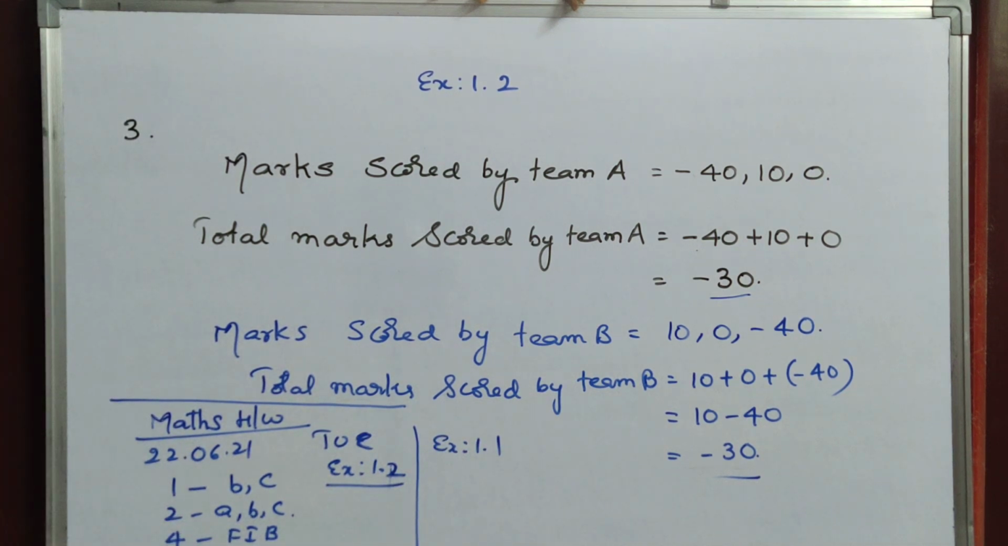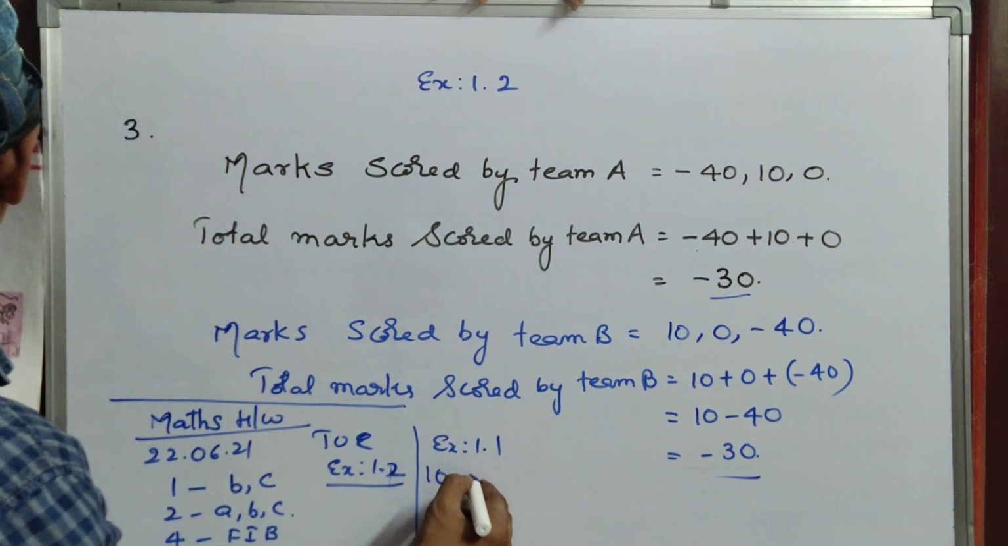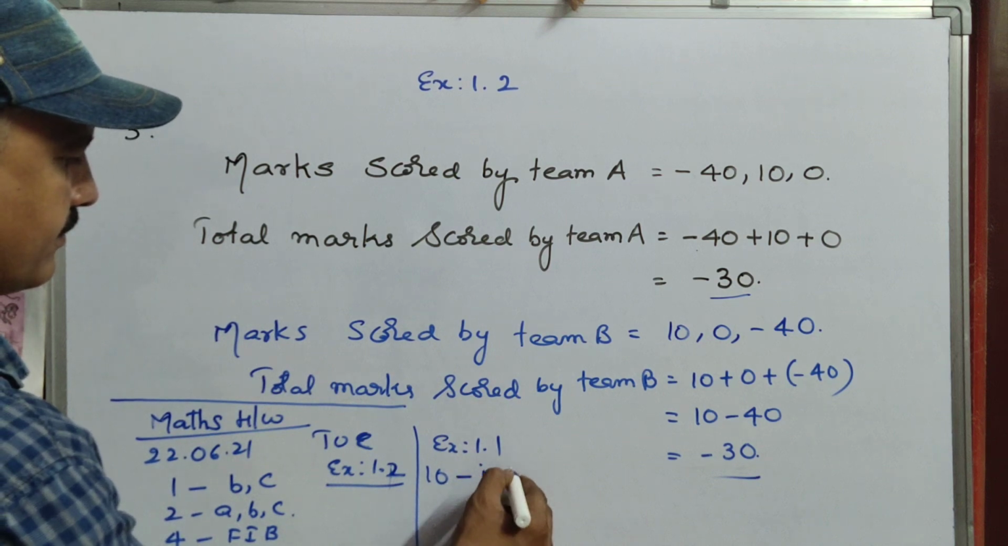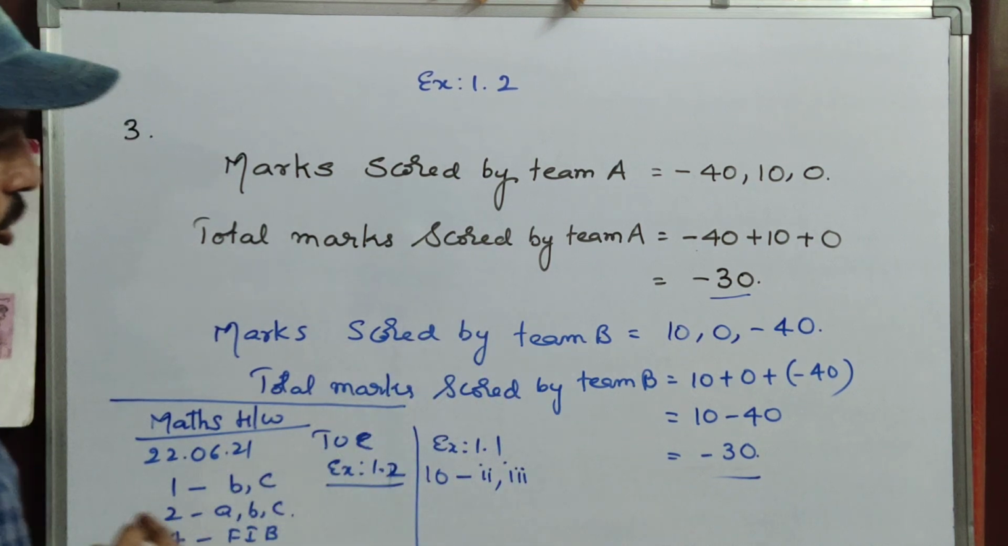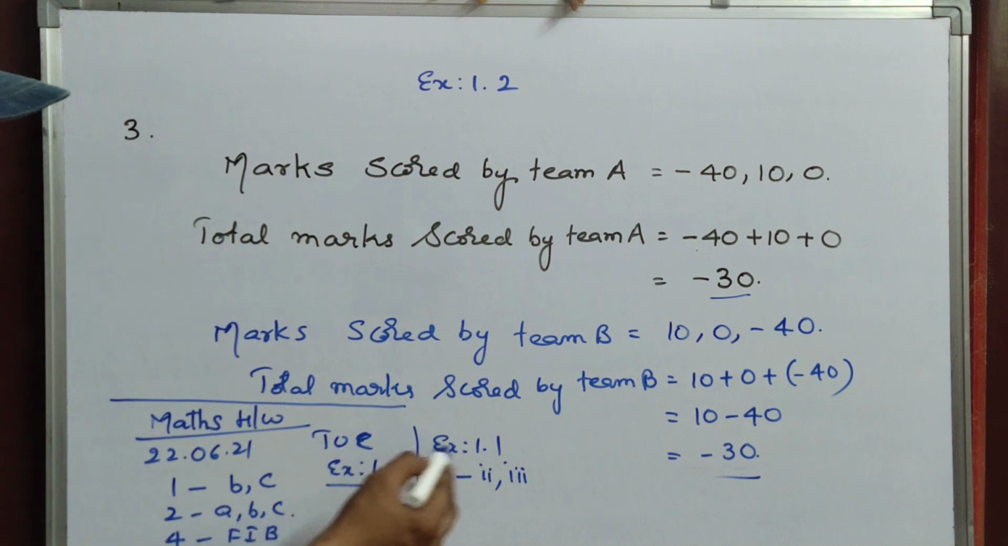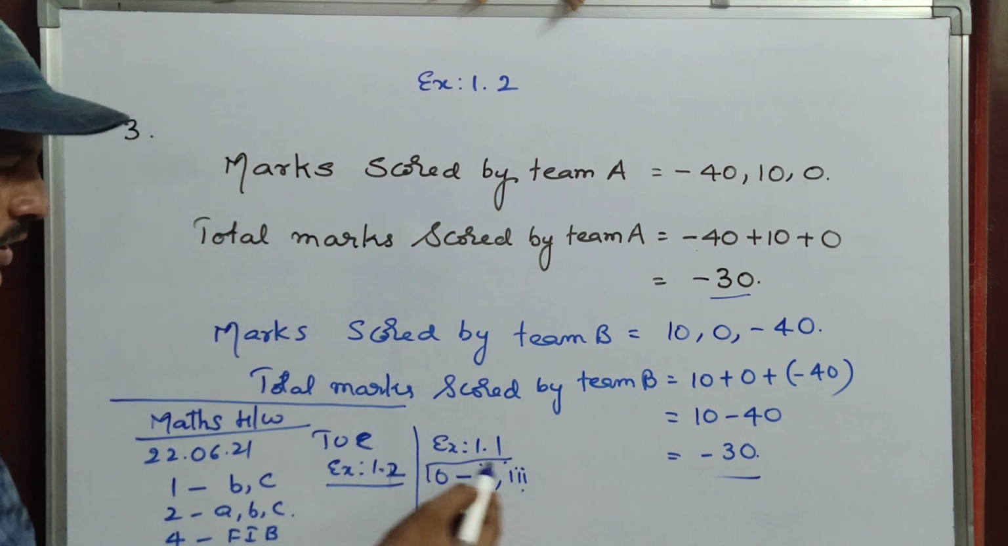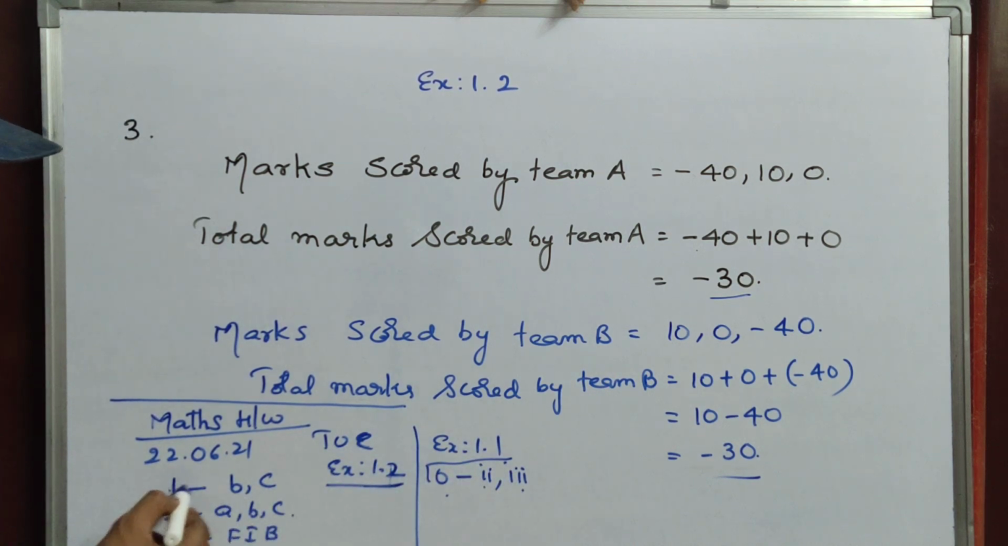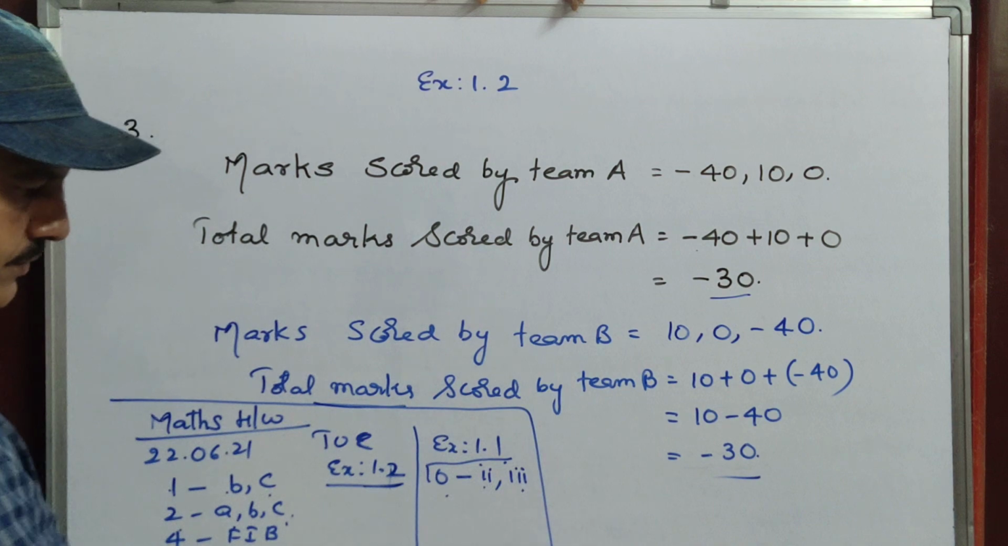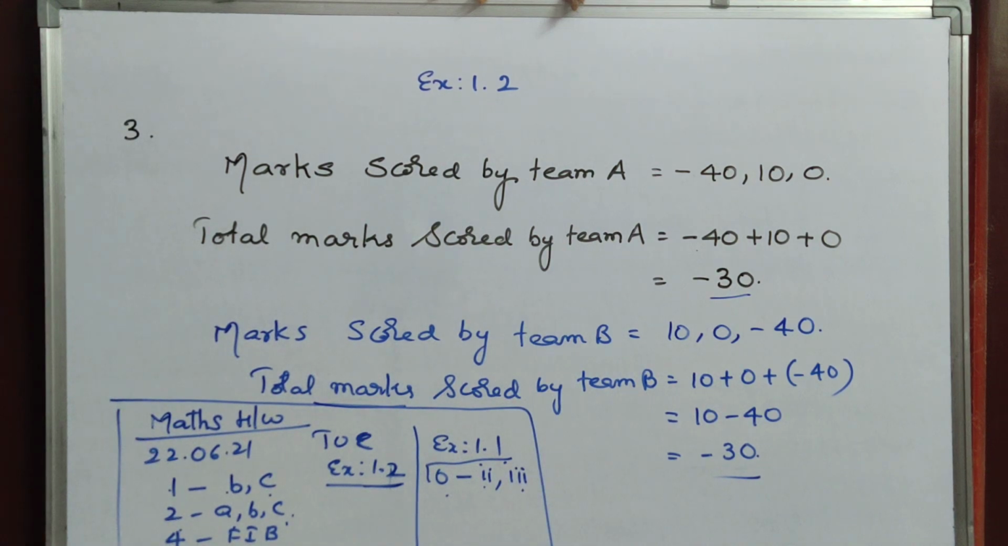2 sums left. 10th Roman, second and third. So total, exercise 1.1, 10th Roman 2 and 3. Exercise 1.2, first Roman BC, second Roman ABC, fourth Roman fill in the blanks. So this is the total homework. Okay, note down in your diary.